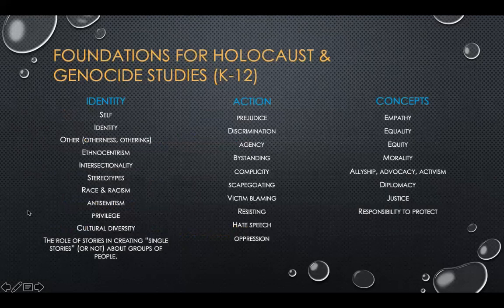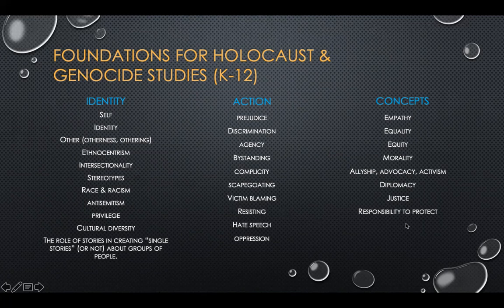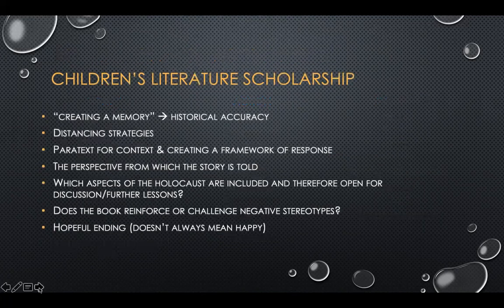Here are just a few of the bigger concepts you can think about how you might use as foundations for Holocaust and genocide education. I'm going to talk quite a bit about these: self and identity, and cultural diversity, in the K-2, but also recognizing discrimination, not being a bystander, and then ways in which we might resist, if we do see bullying or injustice. And then the concepts of empathy and equality, and being an ally and justice. What does that all look like?